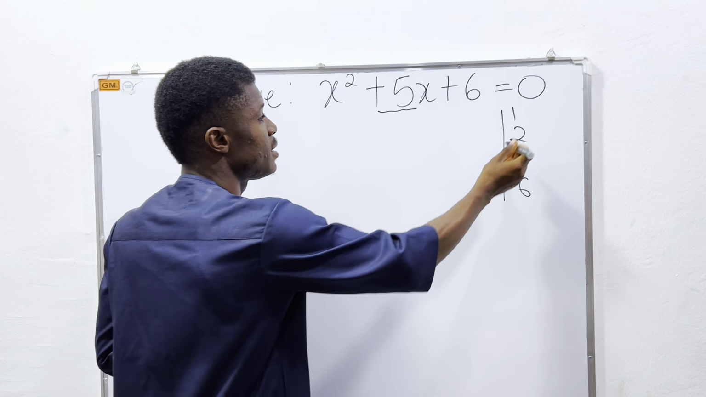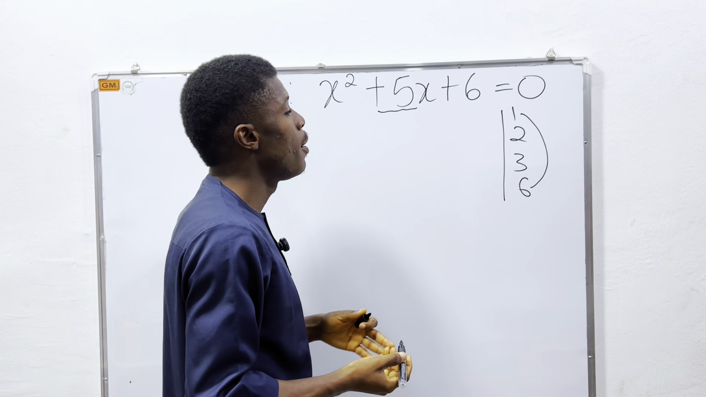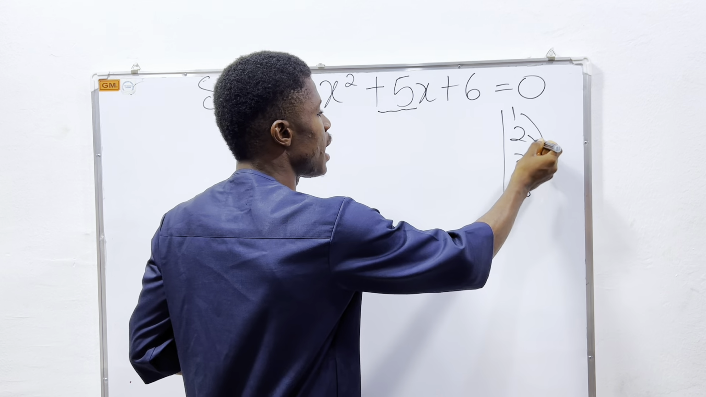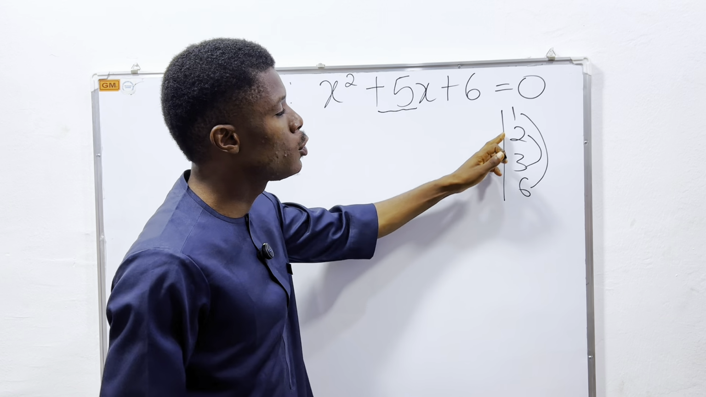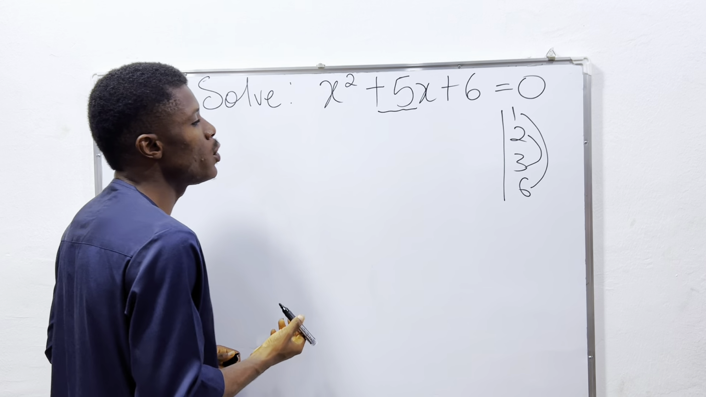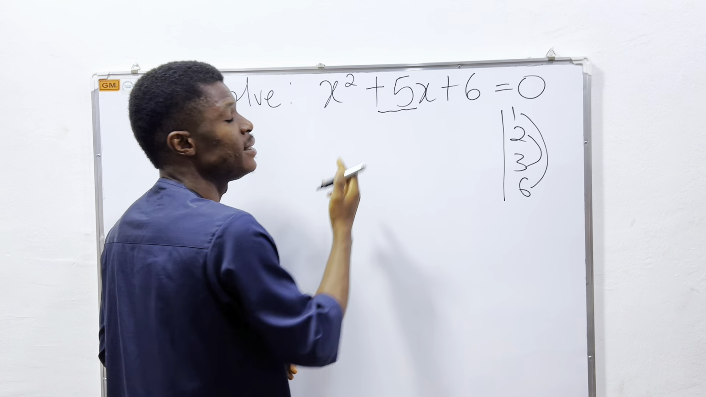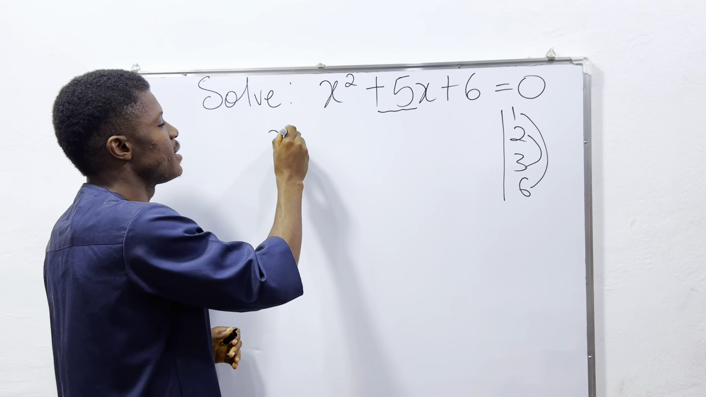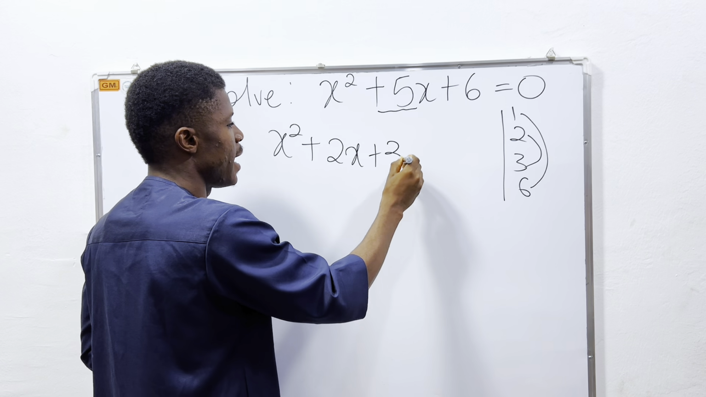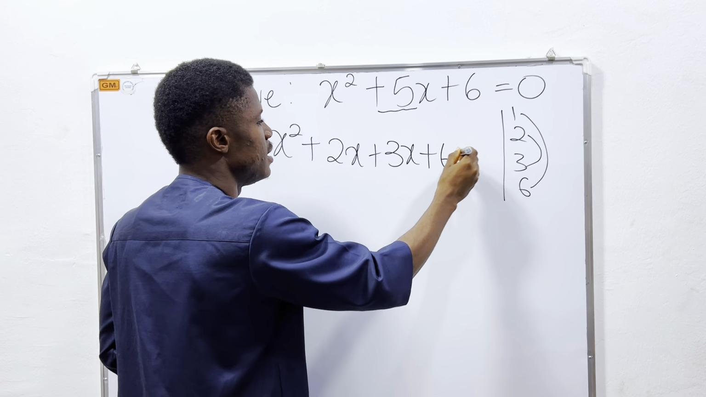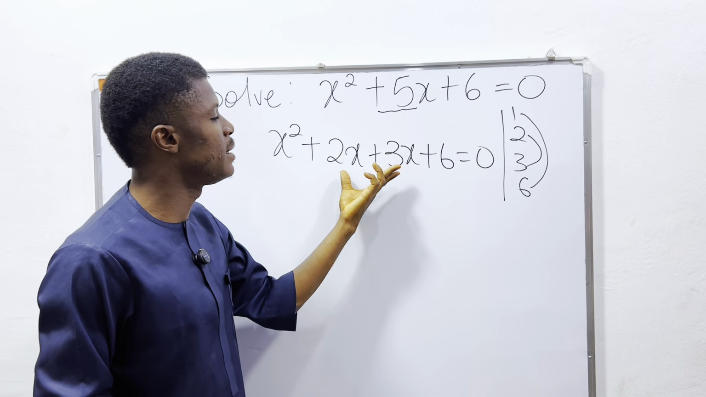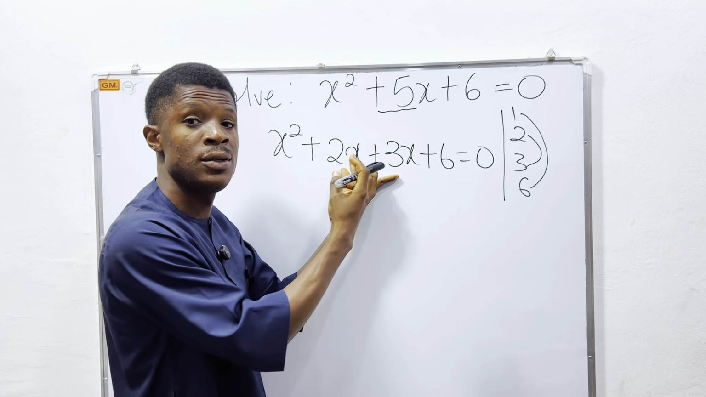So if you look at it, 6 times 1 is 6, but 6 plus 1 is 7, so it's not a perfect match. Then 2 times 3 is 6, and 2 plus 3 is 5, which is a perfect match. So we use the two factors to expand the middle term. We have x squared plus 2x plus 3x plus 6 is 0. The two factors that we use played an important role in splitting the middle term.